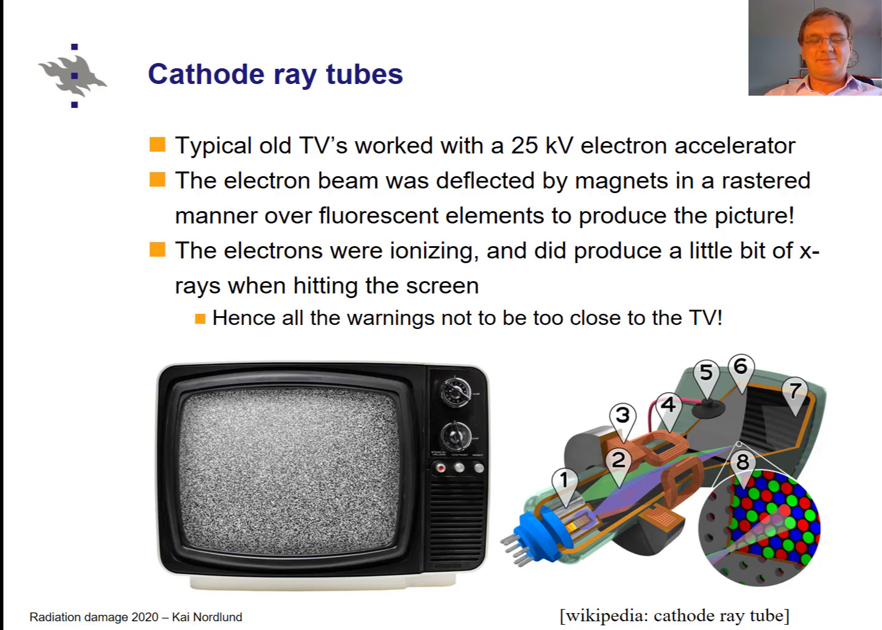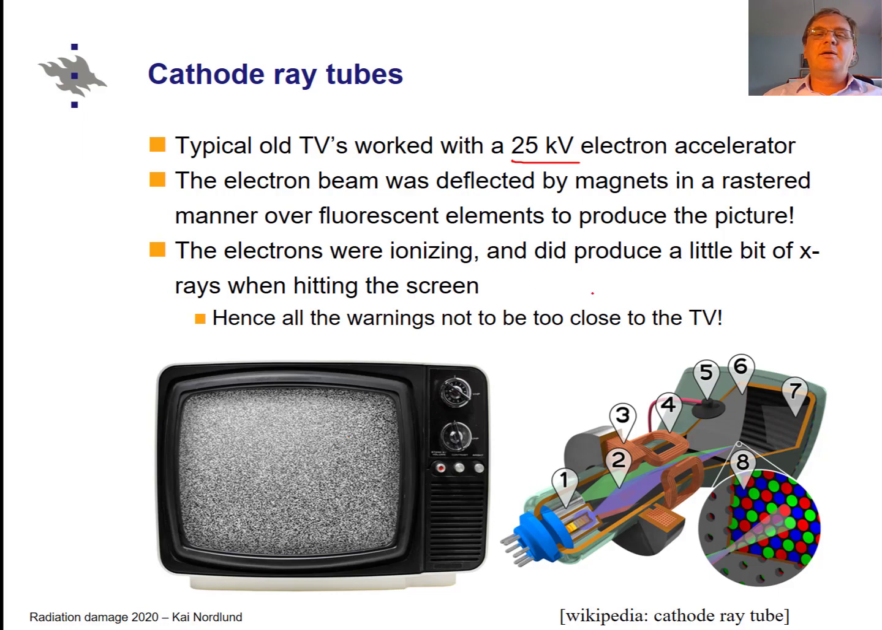The most widespread is the old-fashioned TV. The old-fashioned cathode ray tube TVs worked with an electron accelerator, which typically had a voltage of 25 kilovolts. So this is enough energy to accelerate electrons to 25 keV, which is in the ionizing damage range. The reason TVs weren't horribly dangerous is that they had a screen and the accelerated electrons were stopping in the fluorescent screen and they didn't penetrate the screen for sure.